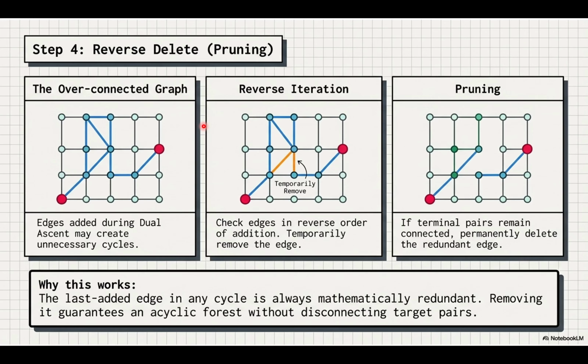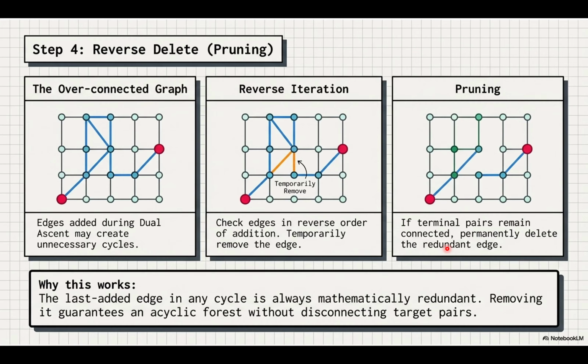Okay, so it starts cleaning up. Right. It takes the entire list of edges that the accountant paid for, and it iterates through that list backwards. It walks back through its own history. Exactly. It temporarily removes an edge, checks the union find structure to see if the terminal pairs can still talk to each other, and if they can, it realizes that edge was a redundant waste of money and permanently deletes it. It cleans up the messy reality of organic growth.